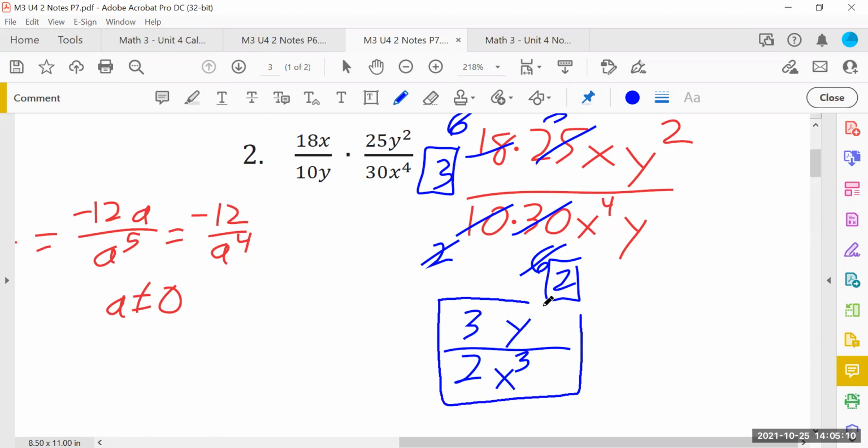So there's my answer. I should have said the excluded values before I simplified. We had x's and y's on the bottom. So I need to say x cannot be 0, but neither can y. Neither of those can be 0. Now, any questions on those first two?